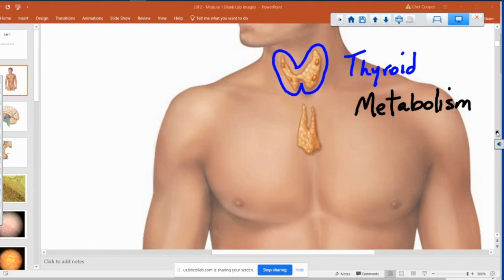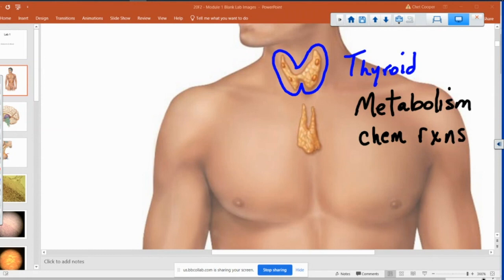So metabolism is the total of all of your chemical reactions in the body. That's what your metabolism really is. If you have a lot of chemical reactions, making a lot of energy, versus if you have fewer chemical reactions, not as much energy, your thyroid can speed your body up or it can slow your body down.